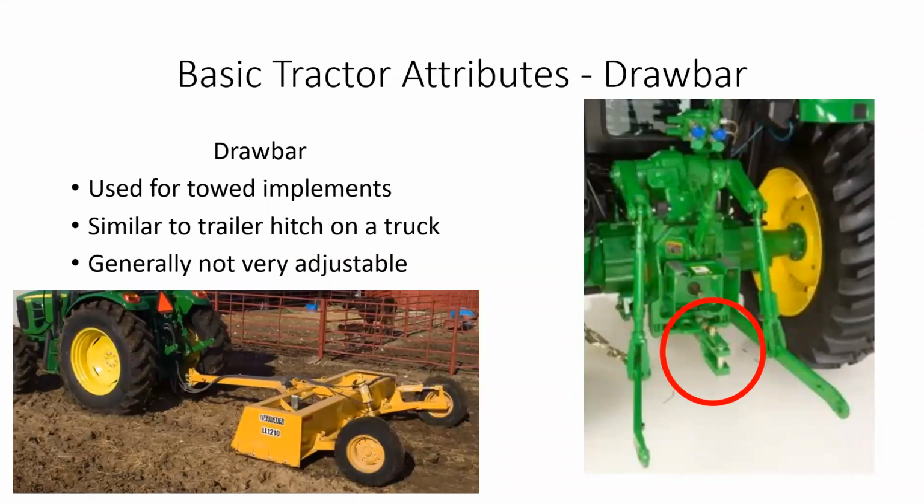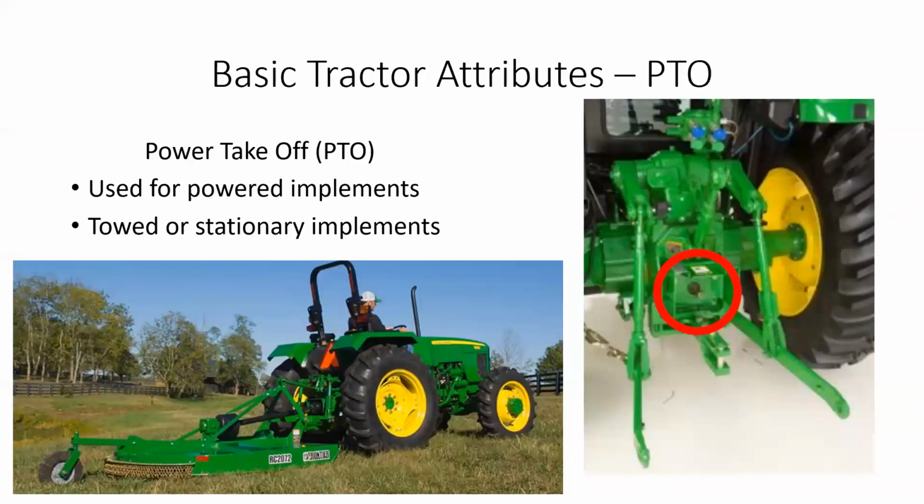So again, our drawbar, 3-point, and PTO are our basic elements of a tractor that make them universal and make them useful to us. Now, as we go through this presentation, we're going to be talking a lot about some of the different tractors and being able to identify different things as we go through. So some of the first labs are going to be just identifying tractors and briefly talking about what some of their uses might be.